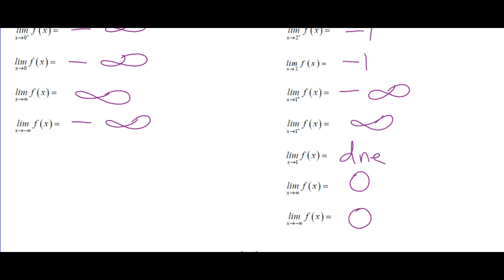All right, so when you have the limit of f of x as x approaches 1 from the right, wouldn't it be positive infinity? I'm just confused about that.